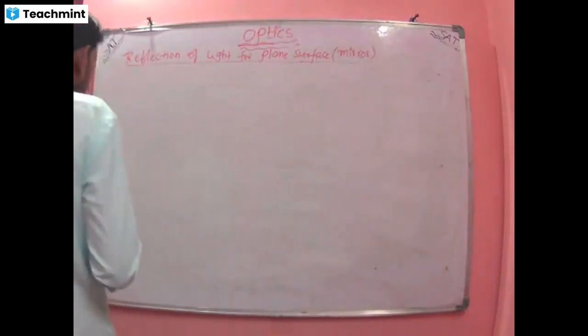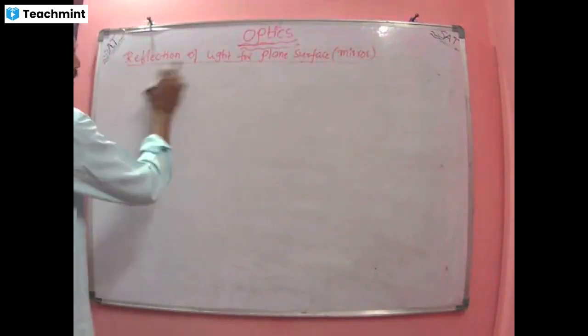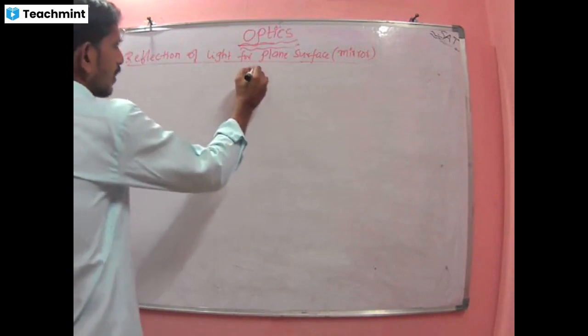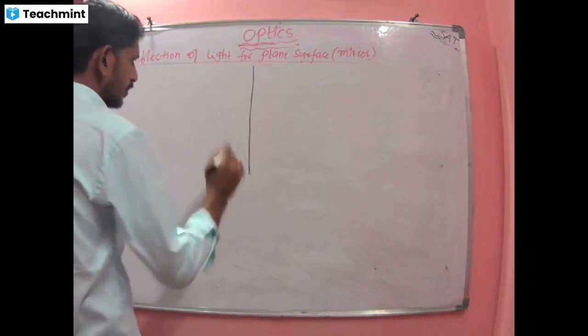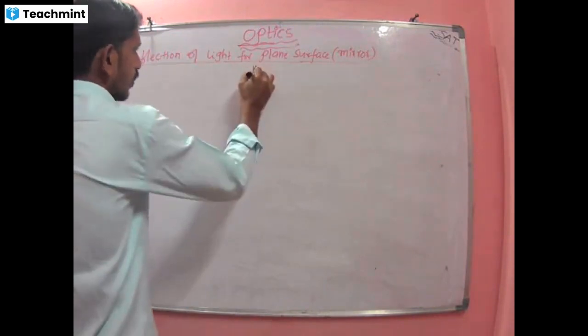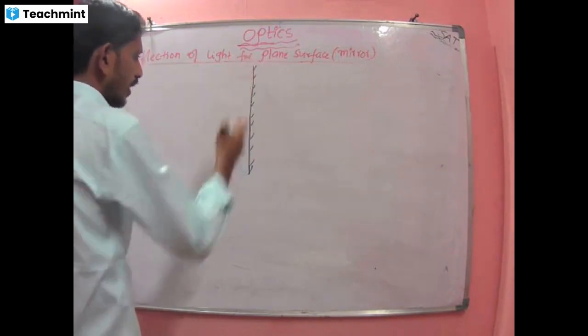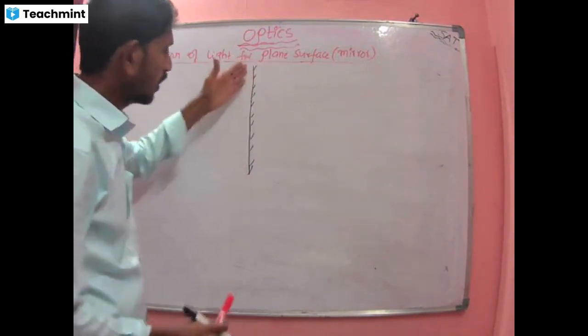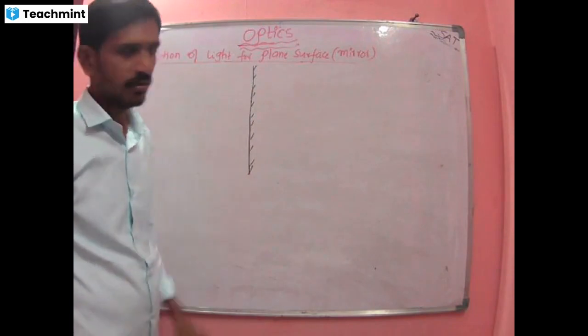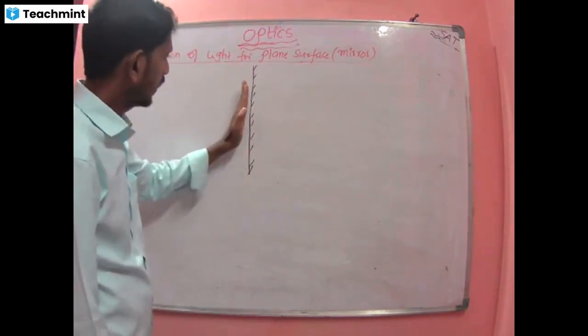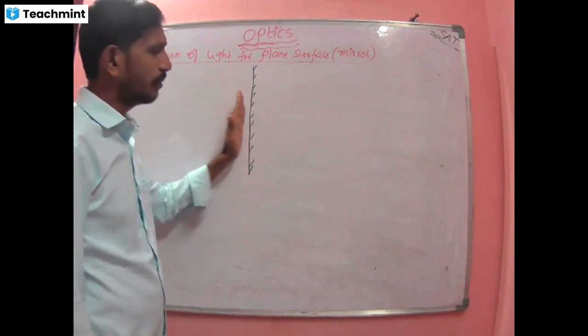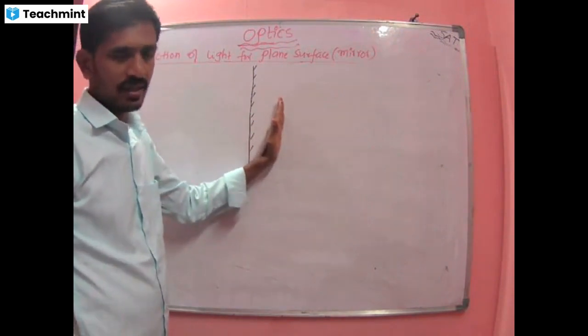Next, reflection of light on plane mirrors. This is my plane mirror. One side should be silver coated. The other side should be a smooth surface, so that we get the reflection. This is the reflecting surface. One side should be a reflecting surface, the other side should be non-reflecting, that is, silver coated.